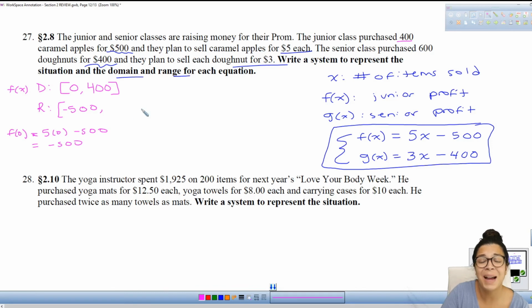Now, the max amount of money that they could sell would be if they sold all of their items, right? You completely sell out of all of your items. That would be the most amount of money. So if they sold all 400 items, what would their profit be?